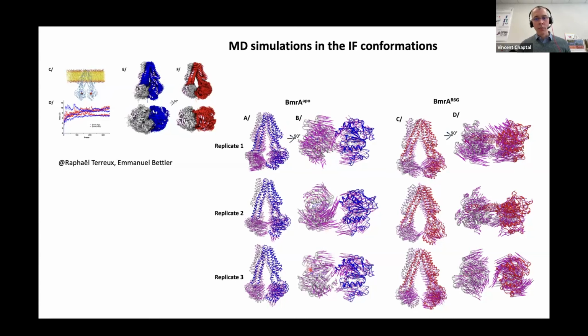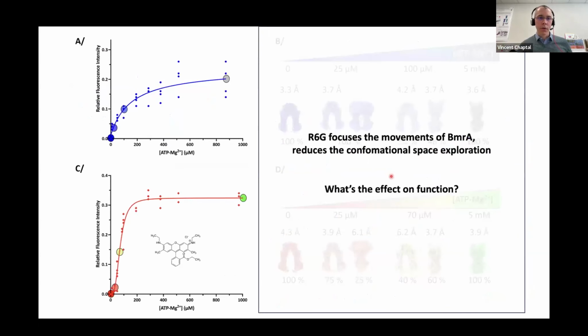You can see that the nucleotide binding domains explore a wide range of conformations, while in the presence of rhodamine, it's much more focused and much less exploring. So that really backs up the claim. What we see structurally that makes the difference between those things is that the drug really reduces the conformational space exploration. So then we wanted to know, okay, that's interesting.